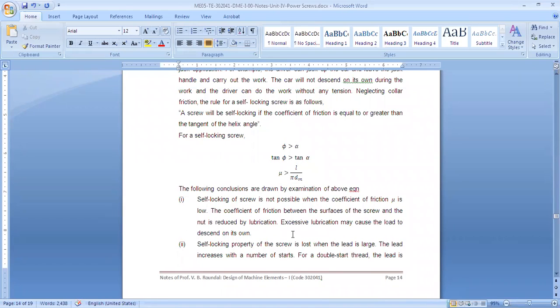This is the equation required for a self-locking screw. Is it clear? Okay, now again I will repeat quickly. A self-locking screw is a screw which will not come down by itself. It will need some effort or torque to lower.